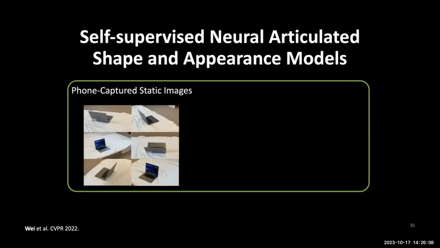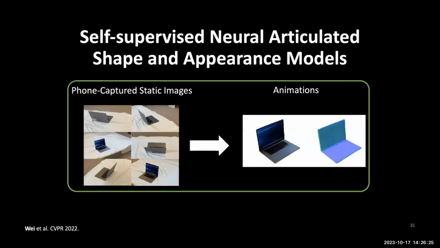So the end goal is here. I can use my iPhone to capture multi-view images of my laptop. And here, all the laptops have the same angle between the screen and the keyboard. In other words, they have the same articulation state. Our goal is, using my framework, I can easily create an animation with both appearance and geometry for this static laptop.